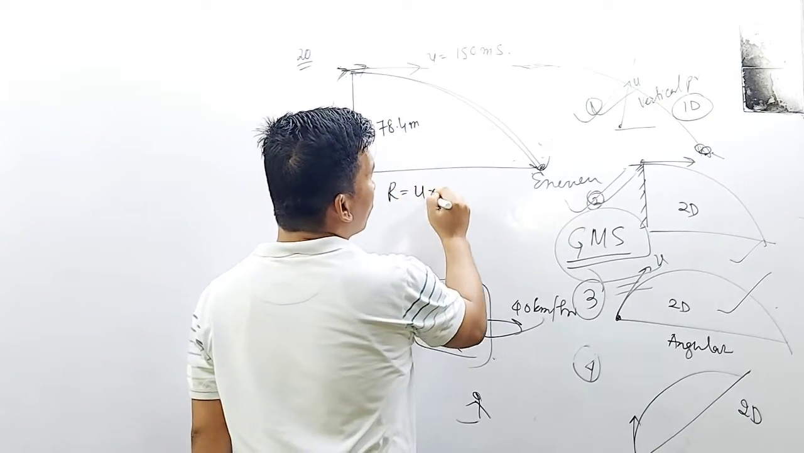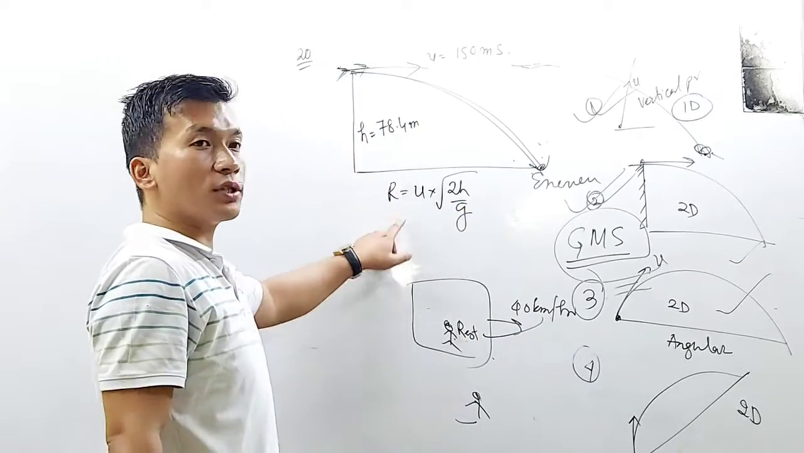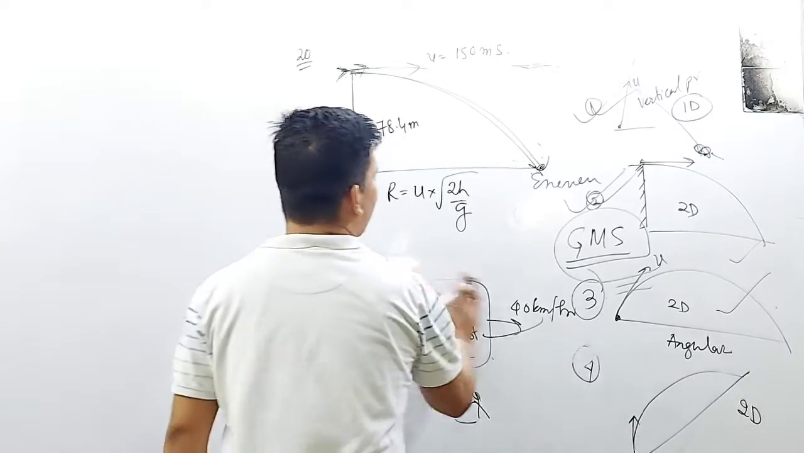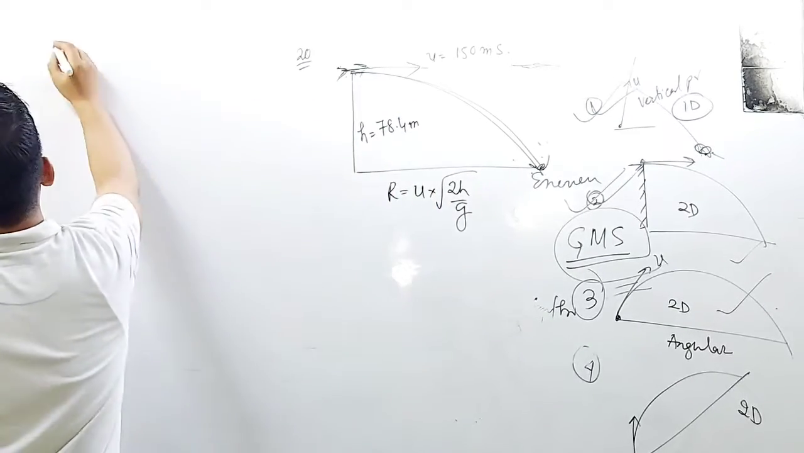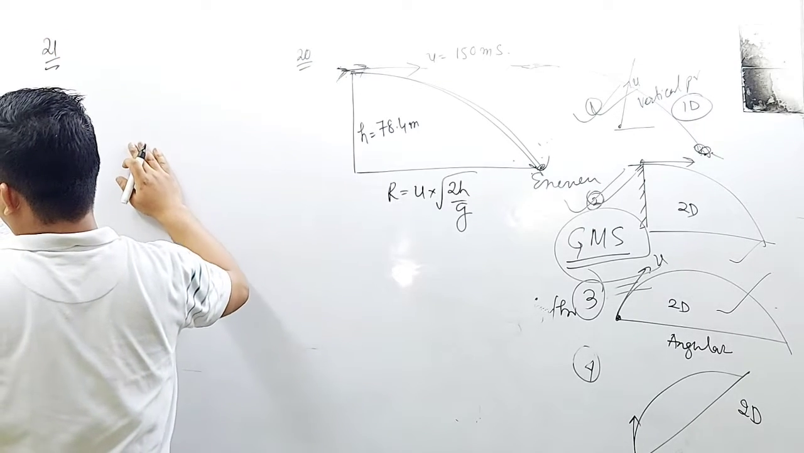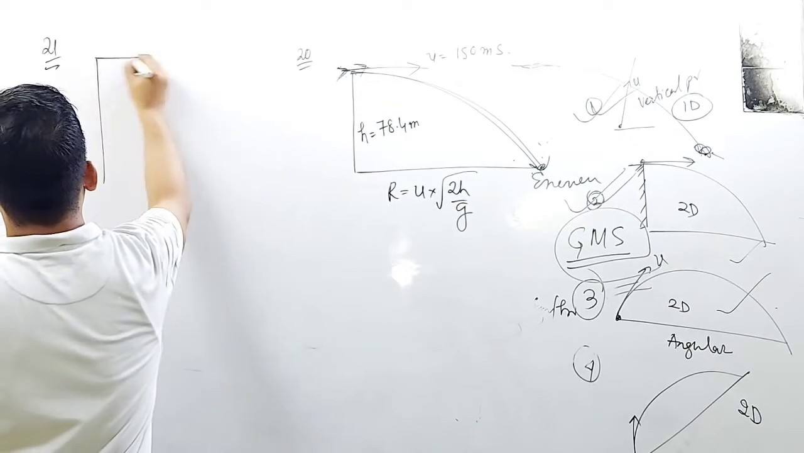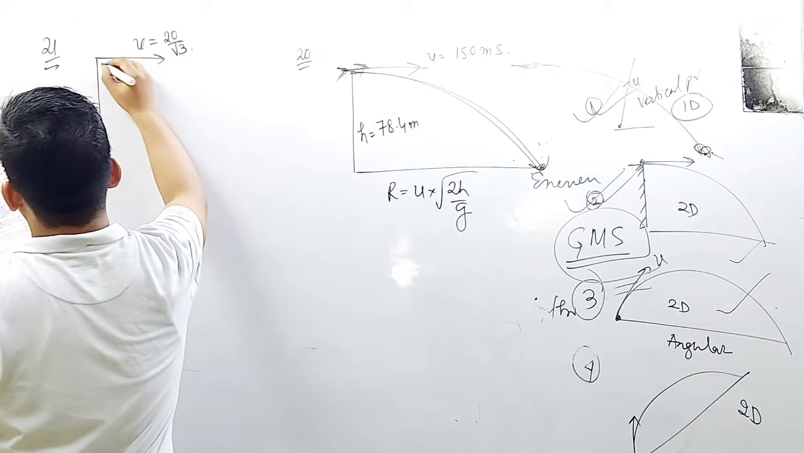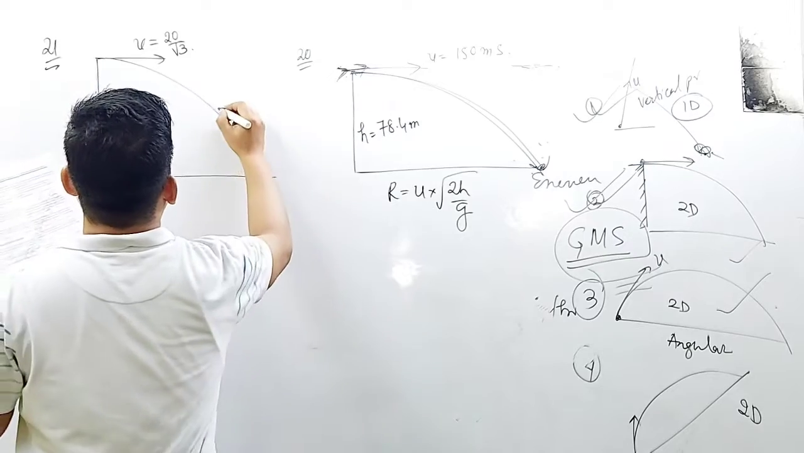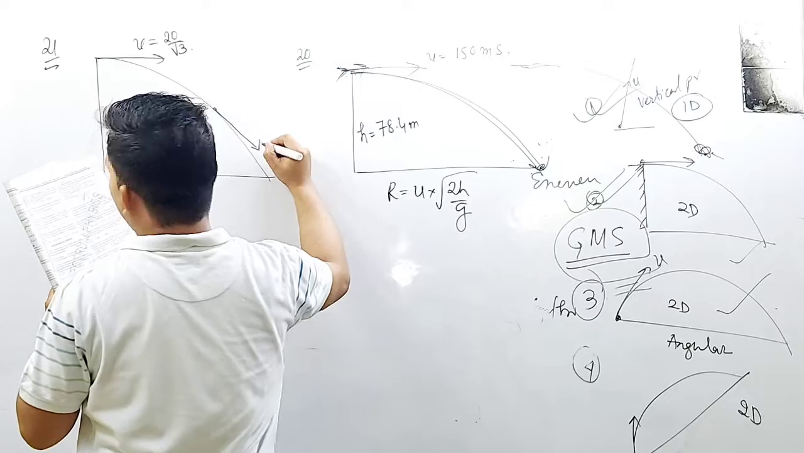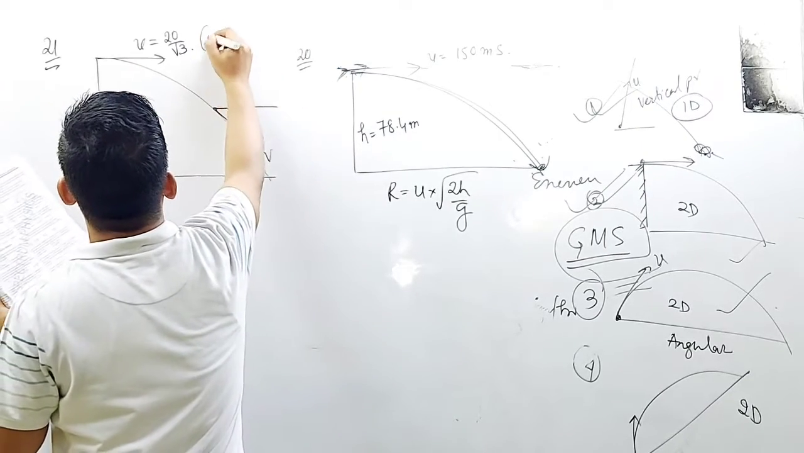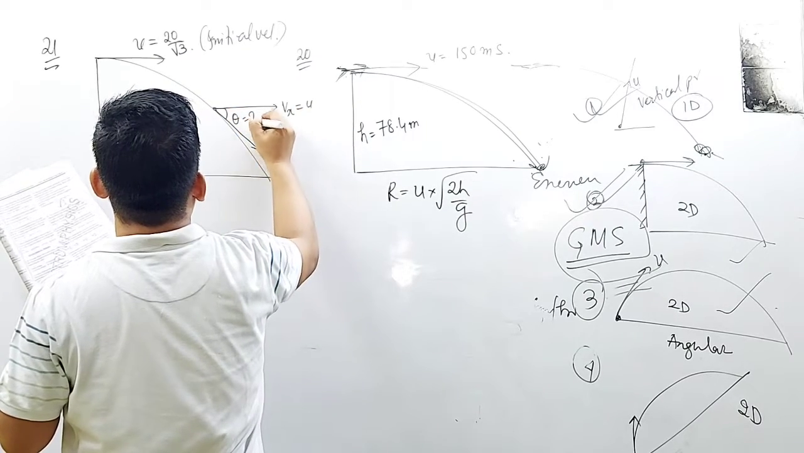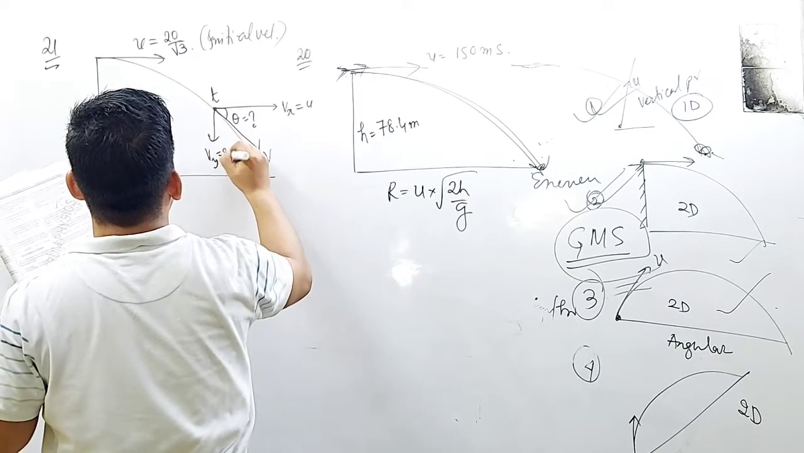R will be equal to u into root over 2h by g. You calculate this yourself. u is already given, h is also already given, g value must be 9.8. Calculation is done over here.